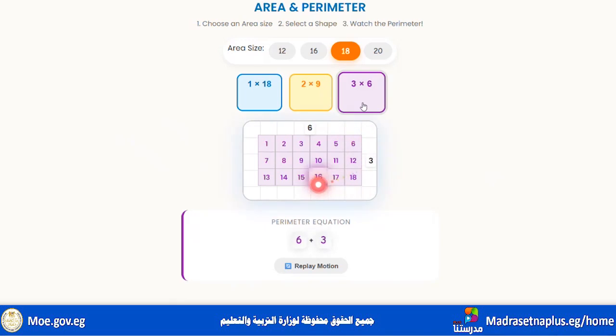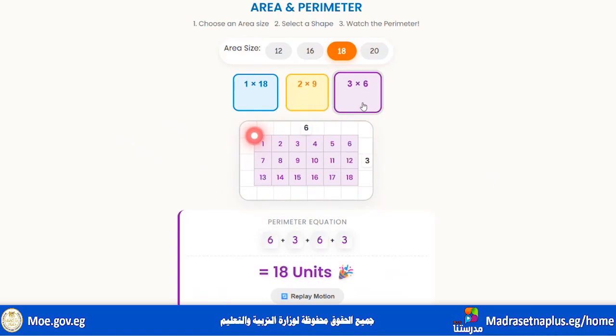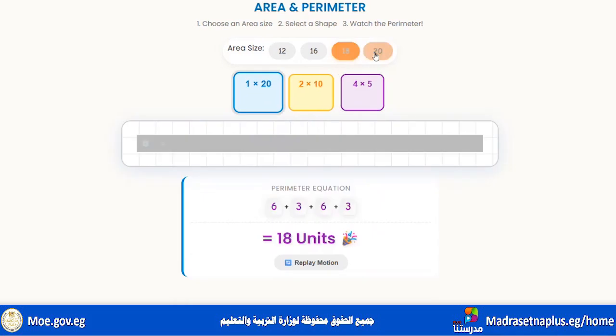They are 18 square units inside this polygon. That means its area is 18 square units, but its perimeter is 6 plus 3 plus 6 plus 3, which is 18 too. Okay? Last, 20 square units.